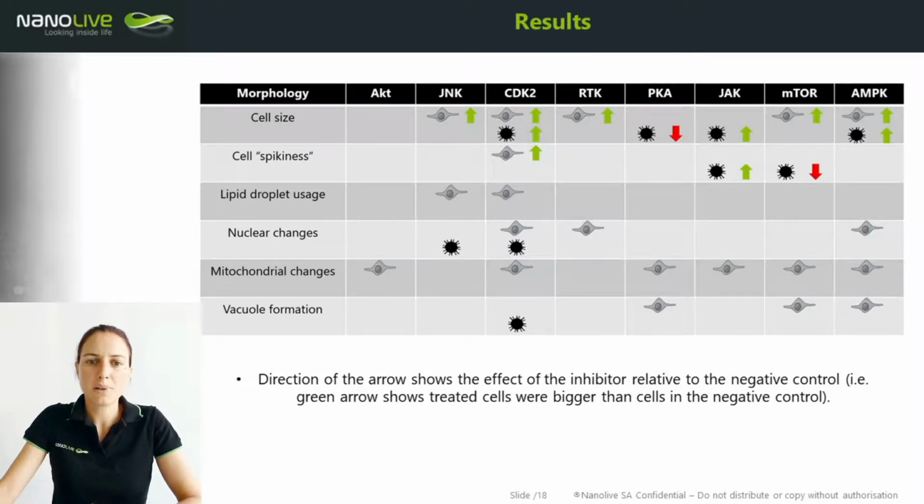We can do this in both a quantitative and a qualitative manner. Where a quantitative analysis has been done, you will see arrows next to the symbols, and the direction of the arrow shows the effect of the inhibitor relative to the negative control. For example, where there's a green arrow, it shows that cells have a greater, more enhanced response than in the negative control.